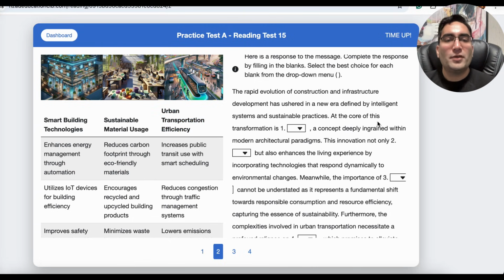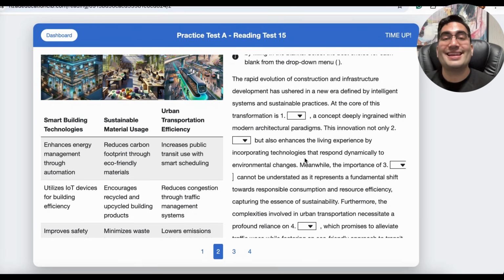Okay, at the core of this transformation is something, a concept deeply ingrained within what? I don't know really. It could be any of these. The hints right now are not enough. Okay, so there's a transformation. That's what I know. It's a concept ingrained within modern architectural paradigms. So it's ingrained within modern stuff, which would mean smart building technologies. But hey, modern stuff could also be sustainable stuff. So I really don't know what's going to go here. I have no choice but to leave it here and do the other parts. Maybe I'll get an idea later.